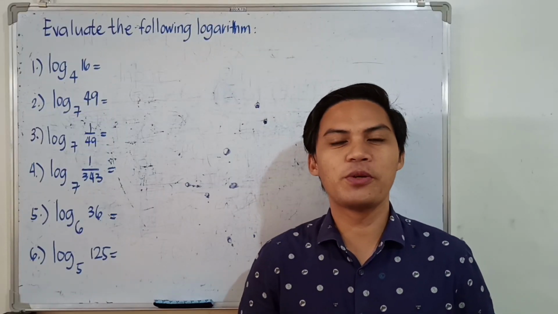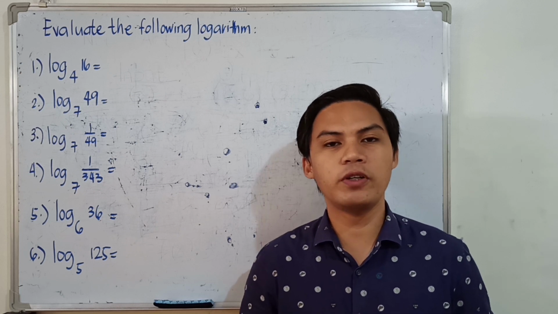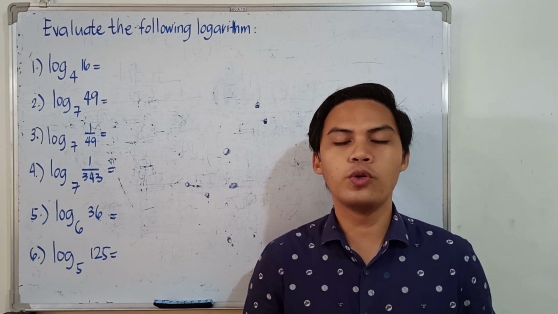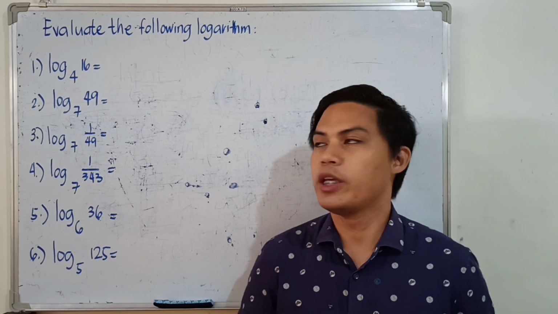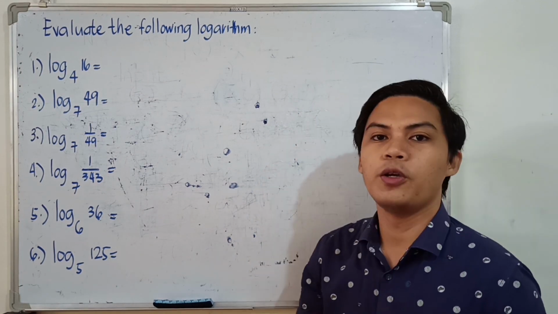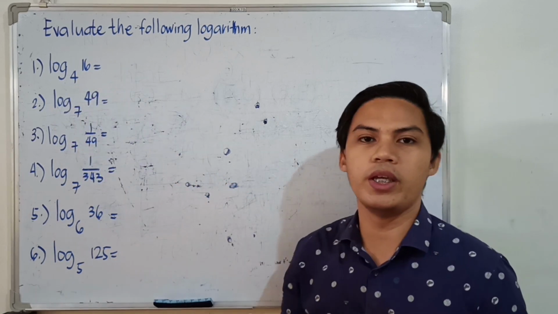Good day, learners! Today we're going to discuss how to evaluate logarithm. So when we say evaluating logarithm, we're going to look for the value of the given logarithm. So how are we going to do it? Let's have example number 1. We have the logarithm of 16 to the base 4. So what would be its value?